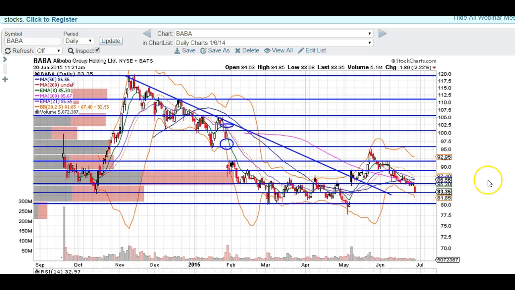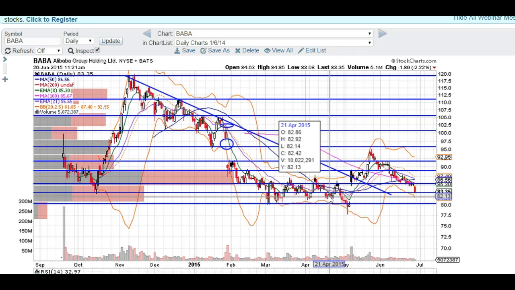Now why did I have that line drawn there? I'm going to tell you why. We've got all these candles right here, the highs of these candles. So this is the high, that's 83.25. The high of this candle right there, 82.69. The high of this candle, 82.92. The high of this candle, 82.84. High of this candle, 82.75.